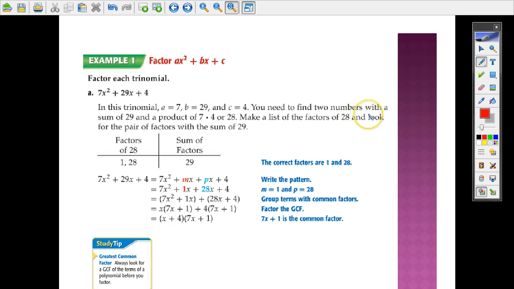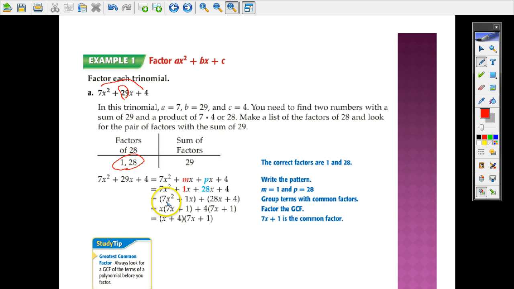All right, let's try another one. You have 7x squared plus 29x plus 4. So factors of 28, sum of factors. The factors, when you multiply, that's 28. When you add, it should equal 29. So you have 1 times 28, it's 28. When added, it's 29. So you have 1 and 28. So your m and p is going to be 1 and 28.